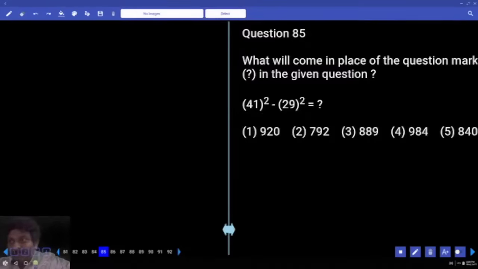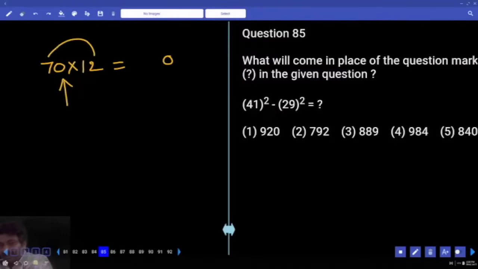A plus B into A minus B. A plus B. A minus B. Come on. You should have 0, right? Because 70 has 0. Leaving 0 ends with... I think it's done.